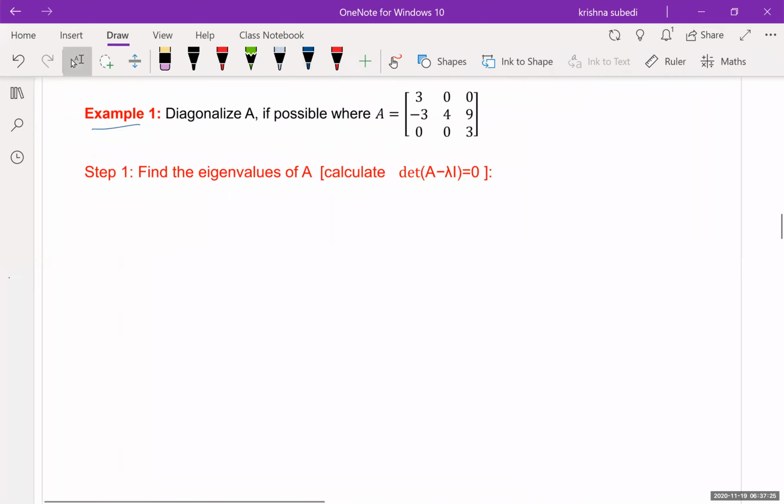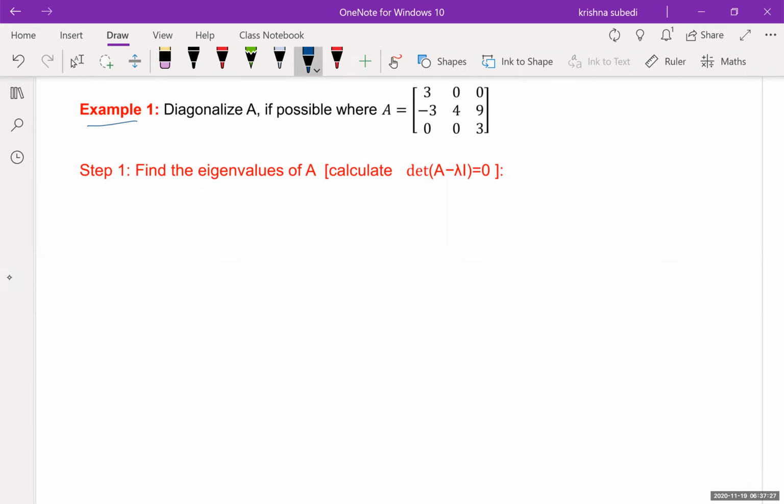Diagonalize A if possible, where A is given by this matrix. Clearly A is not diagonal, right? A is not a diagonal matrix. So step 1, we find the eigenvalues of A. That means we write the characteristic equation. Okay, guys, please write the characteristic equation.